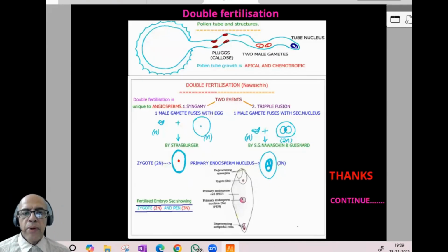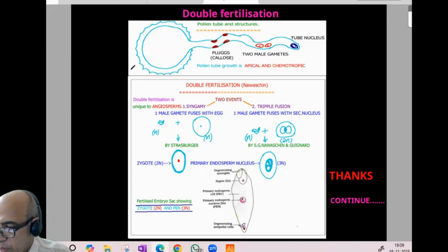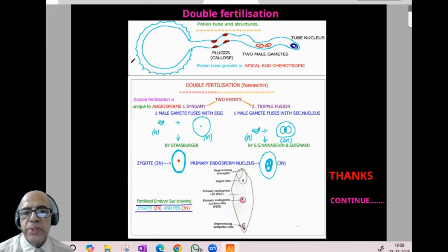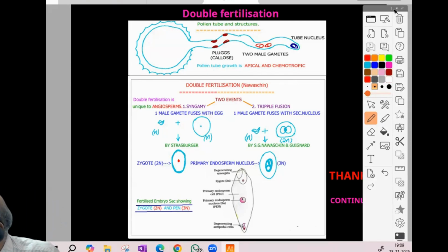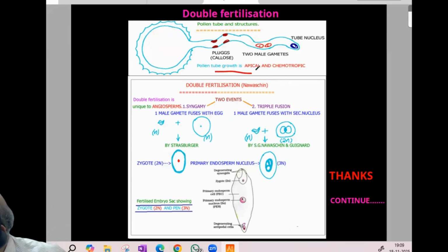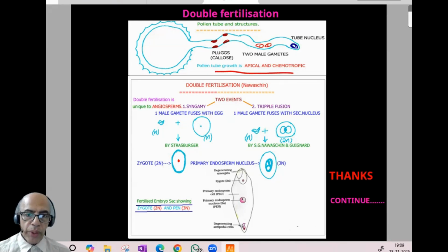And this is the third item, double fertilization. So what is double fertilization? What is its importance, etc.? We can proceed. The first diagram shows how the pollen tube develops, what its contents are, what the need for plugs and callose is, and where the position of the nucleus is. Remember, pollen tube growth is apical and chemotropic, important.